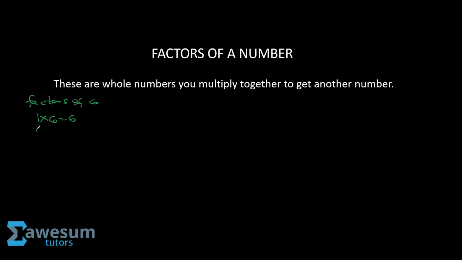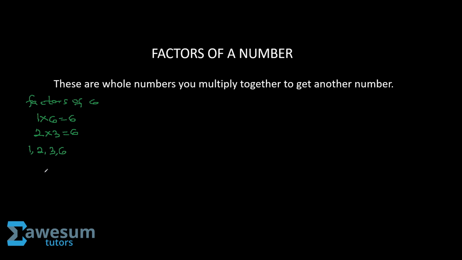What about 2 multiplied by 3? That also gives me 6. The next one would be 3 times 2, which is the same thing as 2 times 3. Can you think of any other number that when you multiply them together will give you 6? I think these are pretty much the numbers, right? So that means the factors of 6 are 1, 2, 3, and 6 itself.